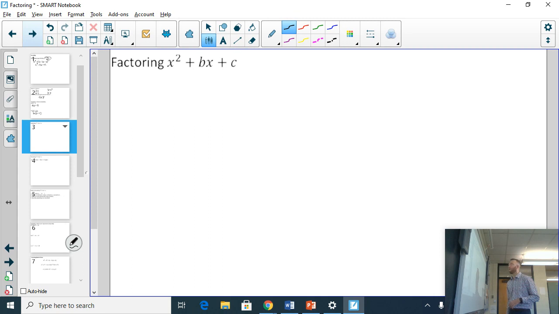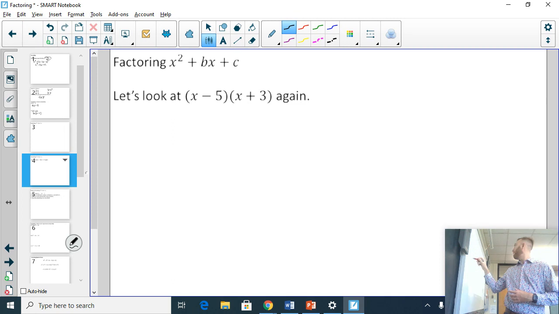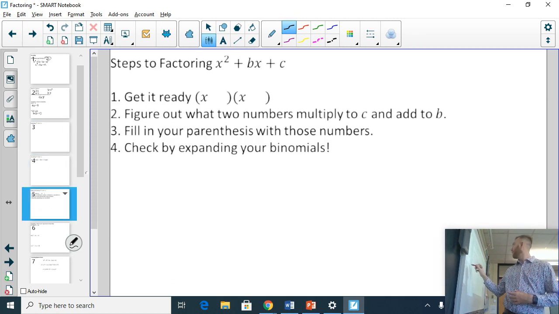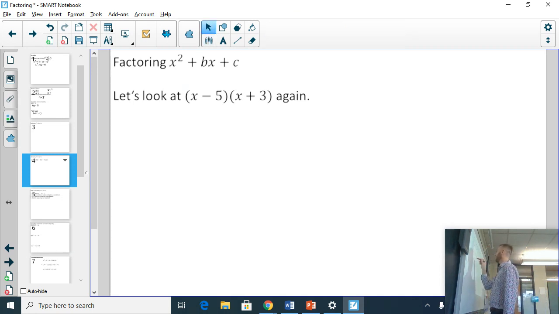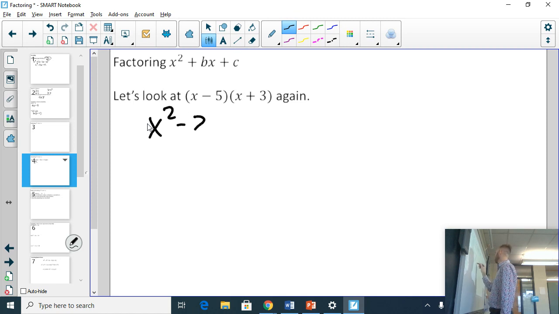All right, so factoring x squared plus bx plus c. Let's look at this x minus 5, x plus 3 again. That gave us x squared minus 2x minus 15, if we remember. So x minus 5 times x plus 3 turned into that.